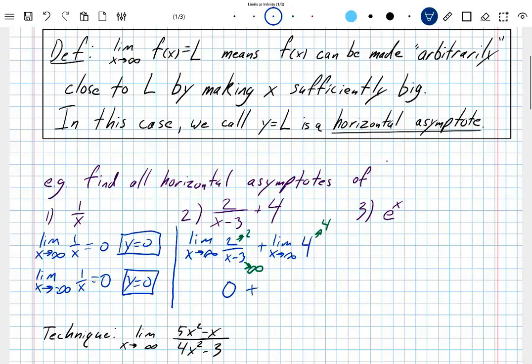Plus, 4 doesn't care what happens to x. So 4 is just going to stay a 4. Okay. All right, so a couple lessons here. When you've got lots of parts, you can often split them up thanks to our limit laws, but also we can think through what happens to numerators and denominators separately. So a non-zero constant divided by something going to infinity is always going to go to 0. In this case, our actual answer, I should write out more formally, is y equals 4.